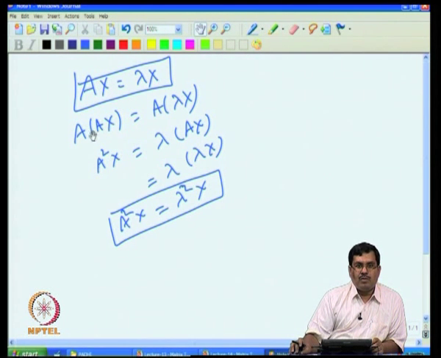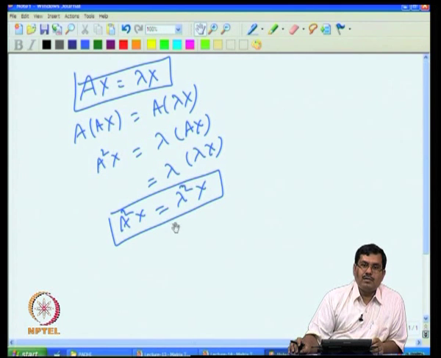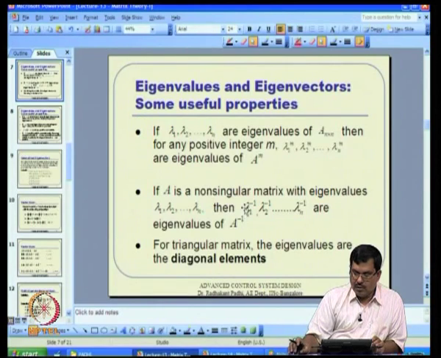Now, if you pre-multiply one more time, you get A cube x is still lambda cube times x. Like that you can continue, and for any integer power m, lambda to the power m is an eigenvalue for A to the power m. And the beautiful thing, as a corollary, is that the eigenvectors remain the same, because you see the same x appears here and the same x appears here. So eigenvalues will take their powers and eigenvectors will remain the same. That is a nice property.